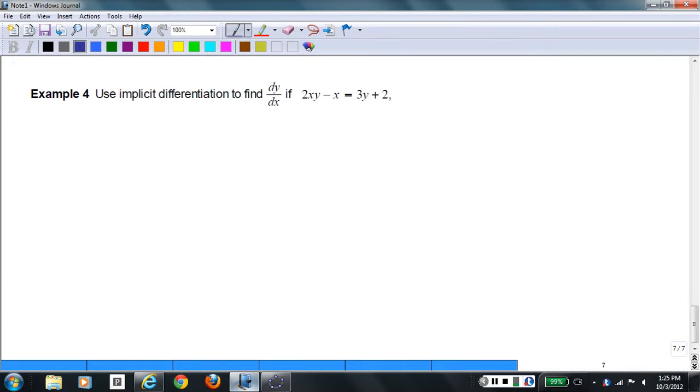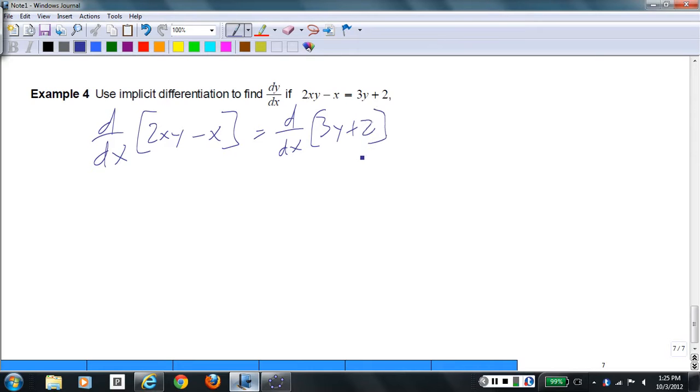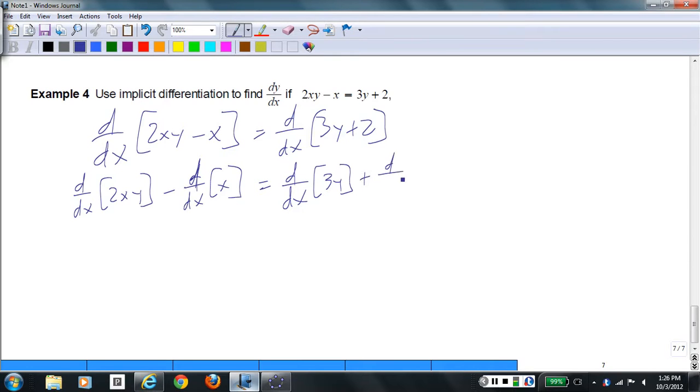Let's do this: 2xy minus x equals 3y plus 2. This should actually be a little bit nicer example, but let's see what we get. d dx of 2xy minus x equals d dx of 3y plus 2. d dx of 2xy minus d dx of x equals d dx of 3y plus d dx of 2.